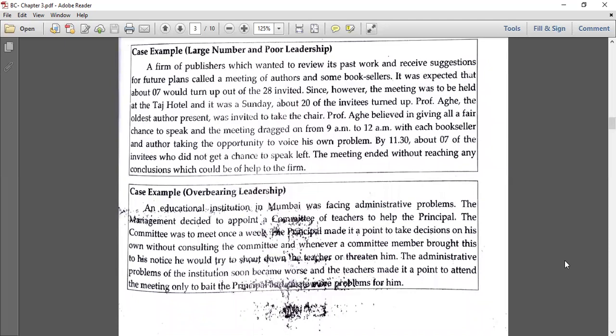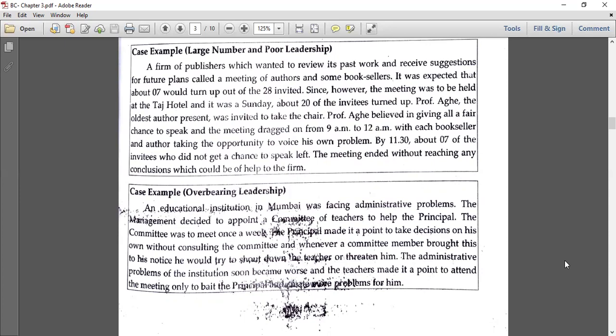A firm of publishers which wanted to review its past work and receive suggestions for future plans called a meeting of authors and some booksellers. So there is one publishing firm which wants to improve its future plans by reviewing the past work, and for that they created a committee of authors, that is the book writers, and booksellers. It was expected that about 7 would turn up out of 28 invited. So they invited 28 people and thought that 7 would come.